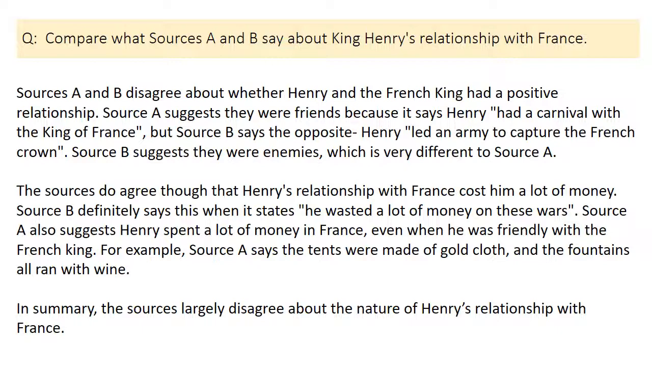The sources do agree, though, that Henry's relationship with France cost him a lot of money. Source B definitely says this when it states he wasted a lot of money on these wars. Source A also suggests Henry spent a lot of money in France, even when he was friendly with the French king. For example, source A says the tents were made of gold cloth and the fountains all ran with wine. In summary, the sources largely disagree about the nature of Henry's relationship with France.